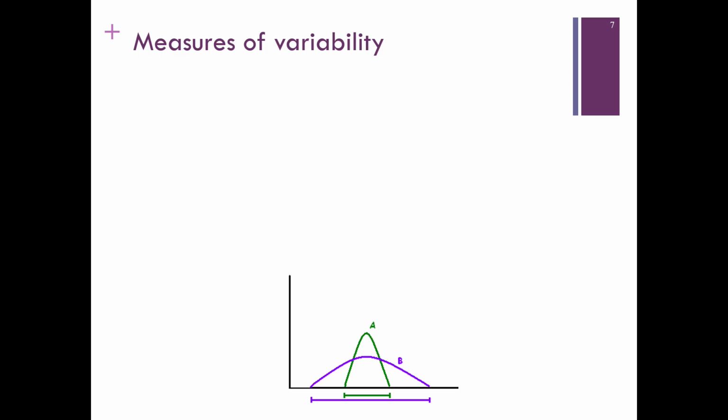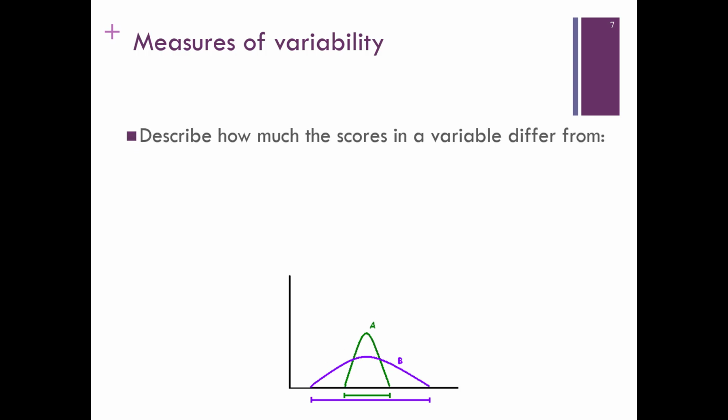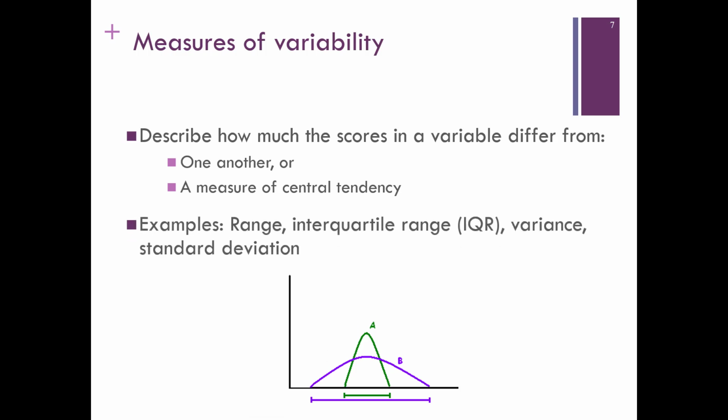Let's now talk about measures of variability, so how spread out the data are. Now these measures describe how much the scores in a variable differ from either one another or from a measure of central tendency. Examples might include the range, interquartile range, variance, and standard deviation.